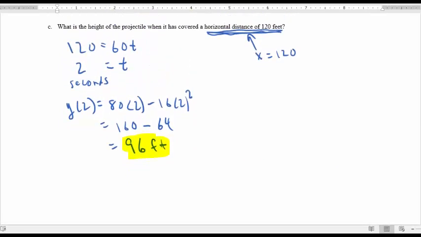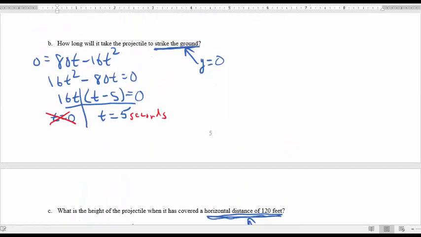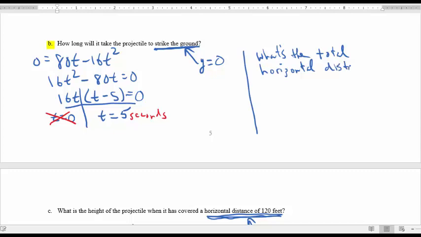And the only other thing that would have been useful probably to ask here is the same kind of question from part B, right? How long will it take the projectile to strike the ground? All right, well, 5 seconds. And then the logical follow-up to this would have been, what's the total horizontal distance covered? And how you would find that is you just plug in 5 for the x value. I'm sorry, for the t value in the x equation, right?